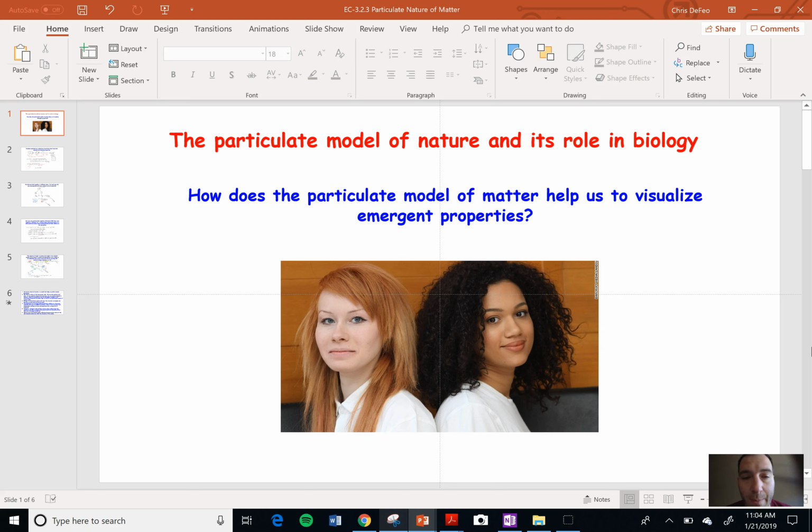Really understanding what happens when those mutate to make changes in an individual and ultimately possibly in the species itself lies in its particulate nature, how those genes are actually just really a collection of atoms. And so what I want to answer this question is, how does the particulate model of matter or of nature help us to visualize emergent properties?